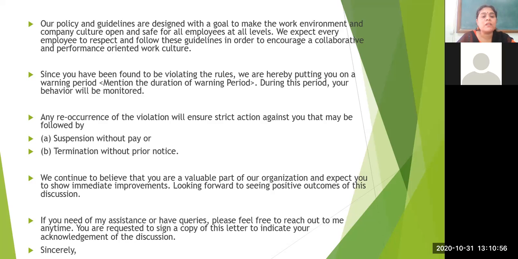We continue to believe that you are a valuable part of our organization and expect you to show immediate improvements. Looking forward to seeing positive outcomes of this discussion. So here, just two lines are written, but it shows faith at the last moment also in the employee of that company. Like, we continue to believe that you are a valuable part. They're giving respect to the candidate, as maybe it happened without any intention, whatever the person did wrong at a particular specific time. Looking forward to seeing positive outcomes.